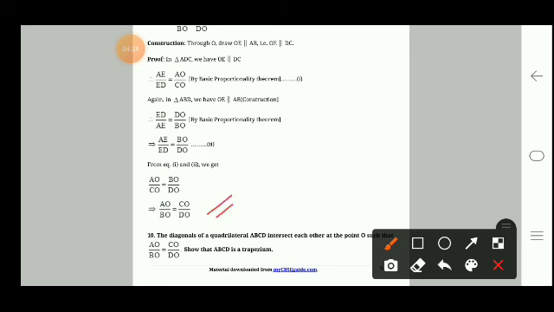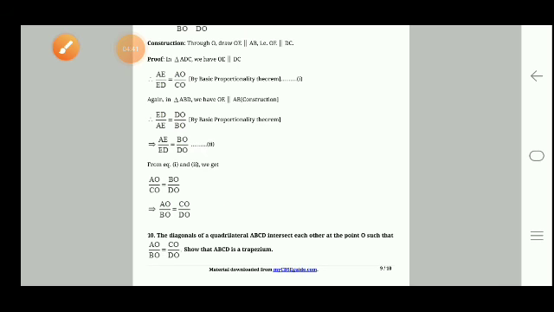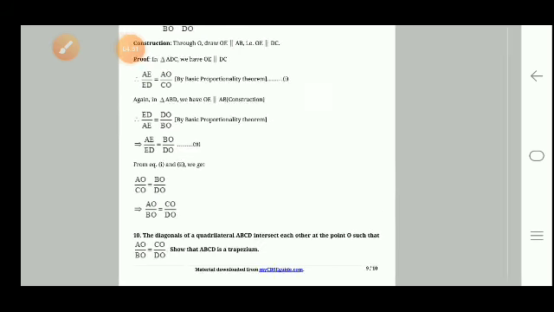Now moving towards question number 10. What is given in question number 10 is that the diagonals of a quadrilateral ABCD intersect each other at point O such that AO over BO is equal to CO over DO. Show that ABCD is a trapezium. Now we have to show that ABCD is a trapezium.